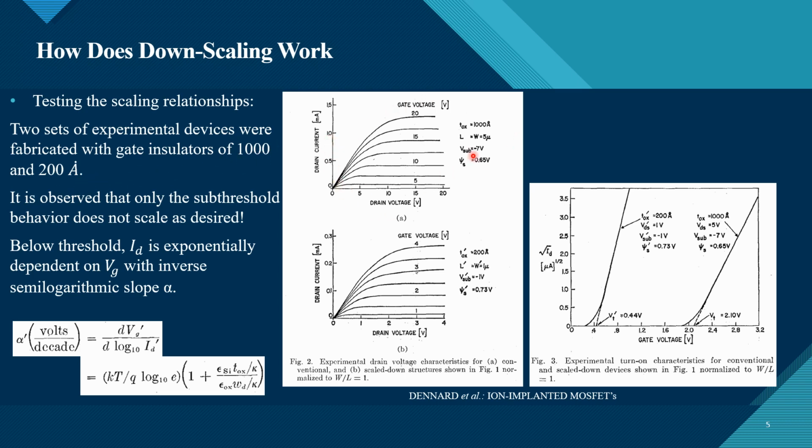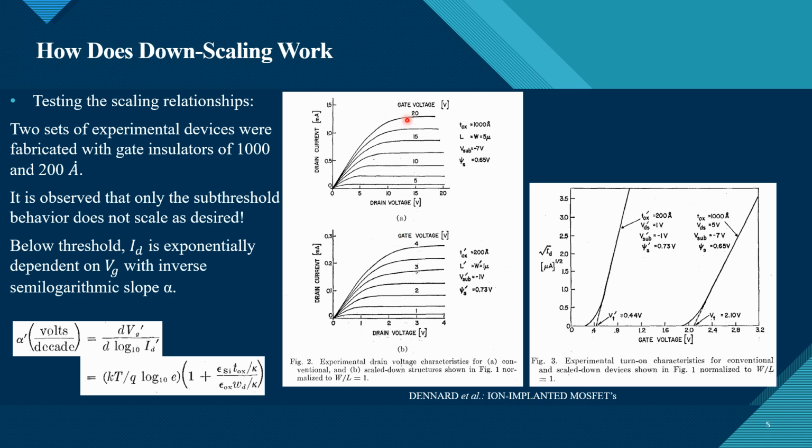After gathering all the data from the experiment, as we can see here in figure 2, the drain current versus drain voltage graph for both devices are approximately the same. And the voltages are exactly scaled down by the factor of 5.